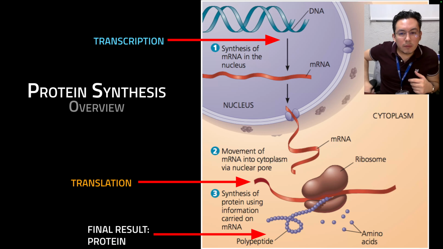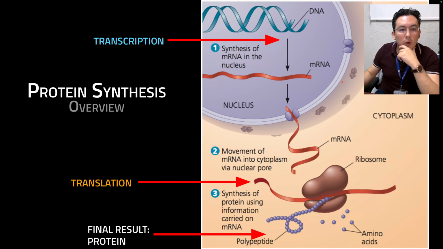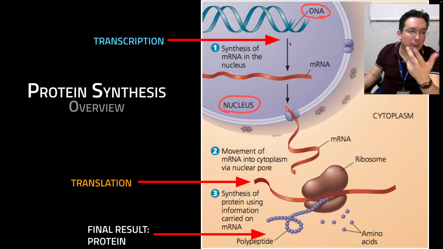Now, using this image, we can also start to identify how to make the connection between the processes, the players, and the location. So within the nucleus, where we have the DNA, or big chunks of DNA that we call a gene, this is where we will have the copying, or the making of the copy of the gene, which is what we call transcription.